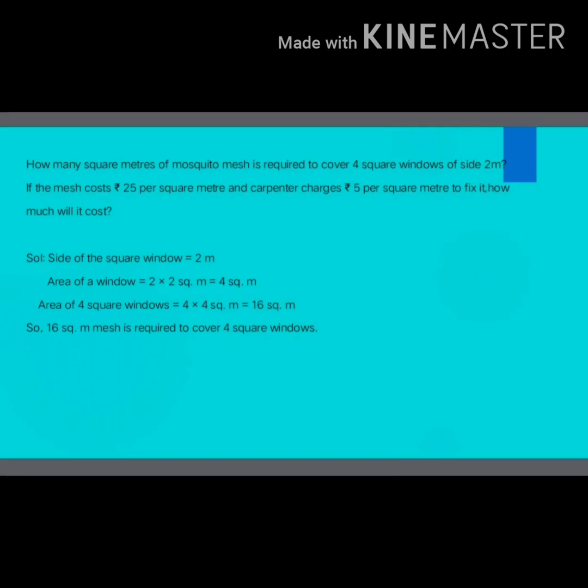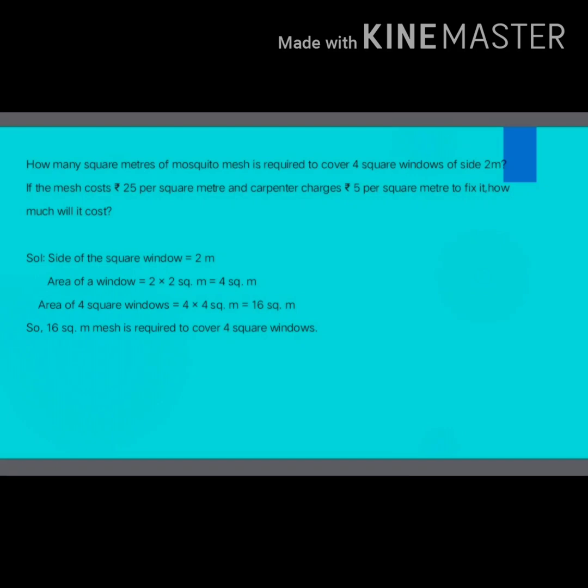How many square meter of mosquito mesh is required to cover 4 square windows of side 2 meter if the mesh costs rupees 25 per square meter and carpenter charges rupees 5 per square meter to fix it? How much will it cost?